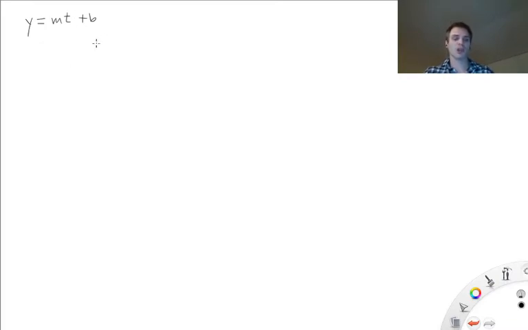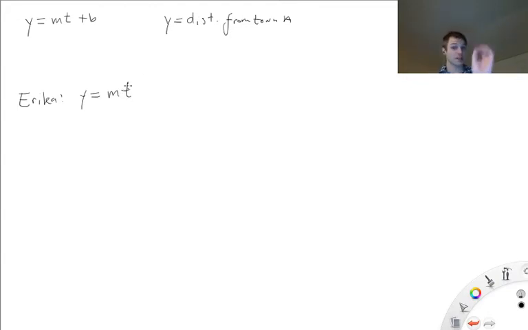Now b would be our y-intercept, but here it's the distance from Town A that we start. We're going to say that y is the distance from Town A. So for Erika, y is equal to whatever Erika's speed is, which we don't know, times the time she traveled at that speed. She starts 0 kilometers from Town A, so for her, b is 0, but we don't need to write that.